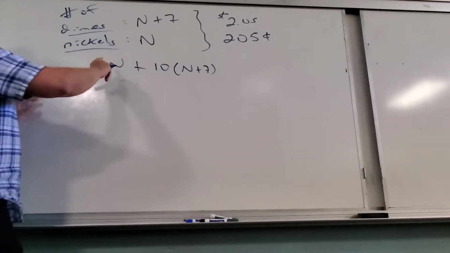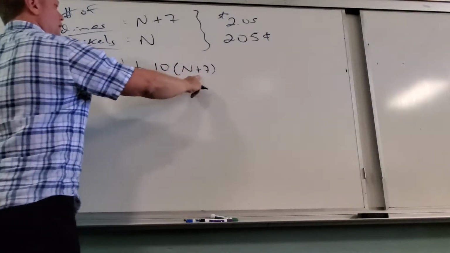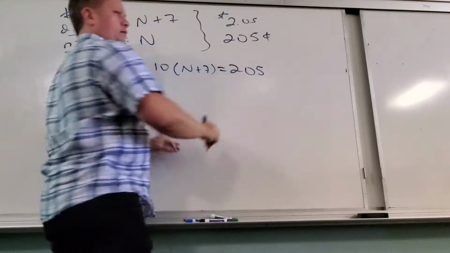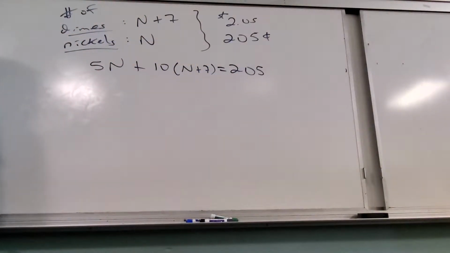And then, so if I got 5 cents for every nickel, 10 cents for every dime, that makes a total of 205 in this problem. And then you can solve that bad boy, right? Go ahead and do that.